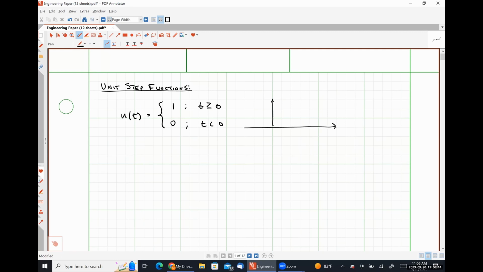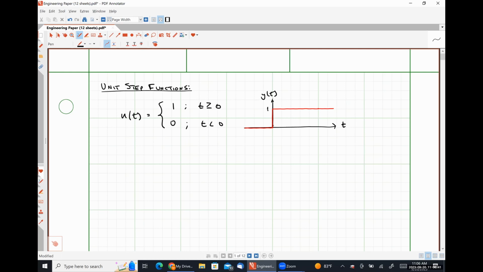So this is just going to be y, this is t, and our unit step function is going to be 0 until we hit t is equal to 0, at which point it is going to instantaneously jump up to 1, and then it's going to continue at 1 in perpetuity, right? So this is a very important function that's used in signal processing things.